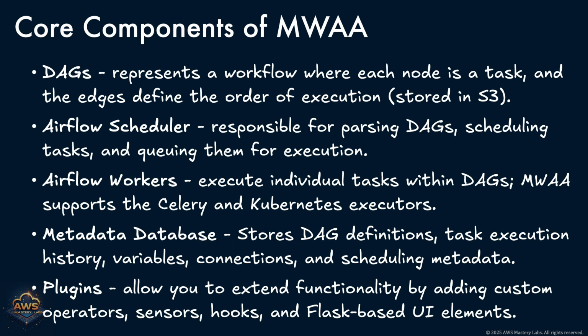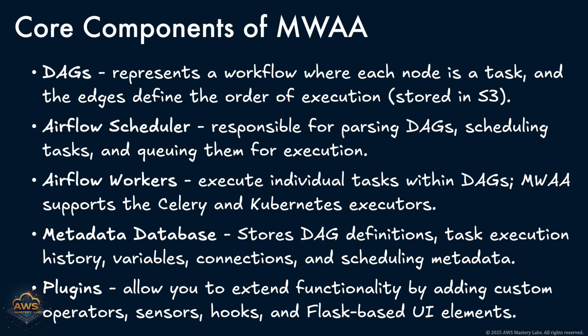Let's take a closer look at the core components that power Amazon MWAA. A DAG, or directed acyclic graph, is the blueprint of your workflow. It defines the set of tasks and the dependencies between them in a non-circular structure. In MWAA, your DAGs are written as Python code and stored in an Amazon S3 bucket, making it easy to version, audit, and update them.